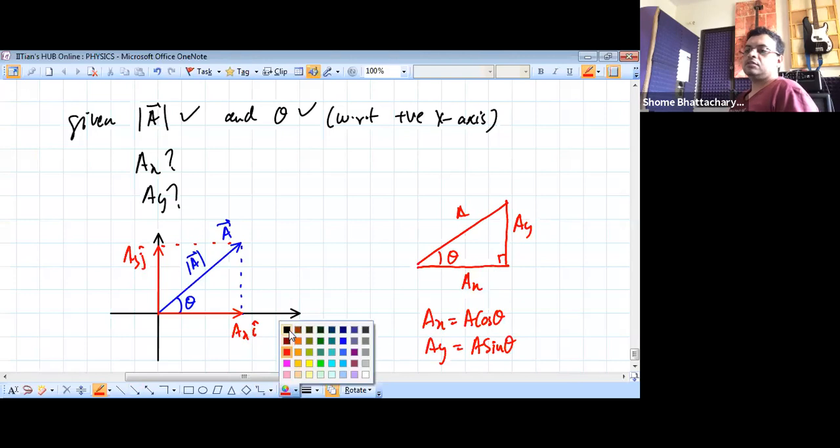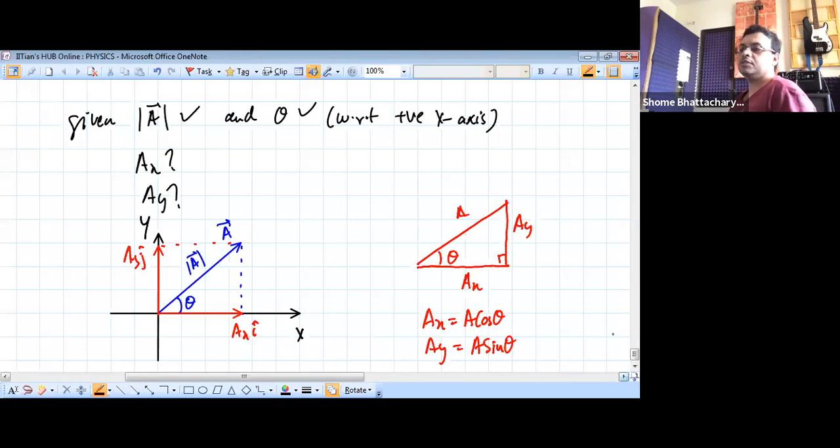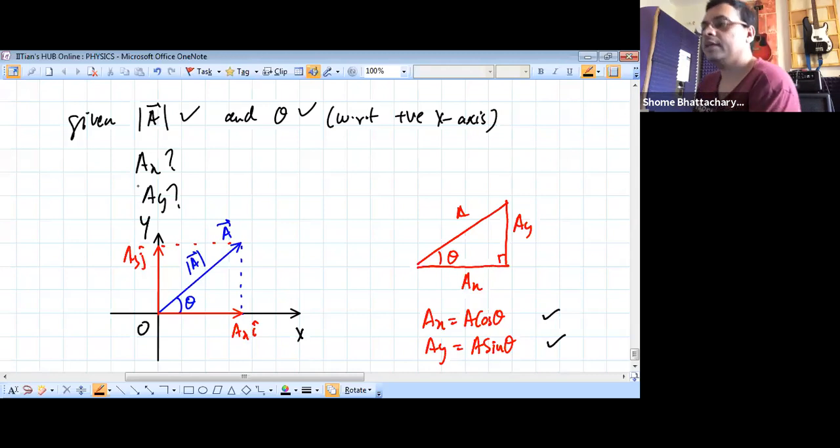And from here, this is the general formula, but you can also understand what happens in the different quadrants. So we'll come to that, but write this down first. So these are the formulae by which we calculate Ax and Ay provided we know the magnitude of the vector and the angle it is making with the x-axis. So the x component is A cos theta, the y component is A sin theta.